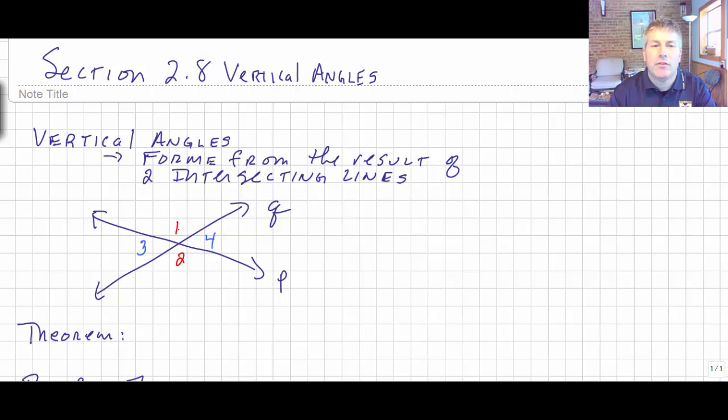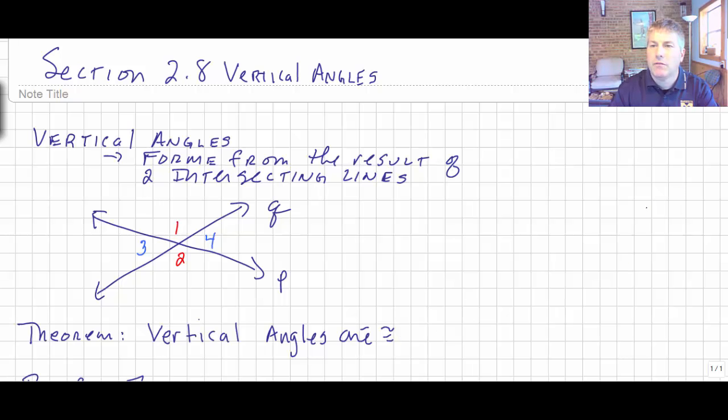And the vertical angles are the ones that are opposite each other. So I have highlighted here angle 1 and angle 2 are vertical angles, and angles 3 and 4 are vertical angles. So we have a theorem that says that if two angles are vertical, then they are congruent. You'll use this as a reason in proofs, and we'll let you just shorten this to "vertical angles are congruent."